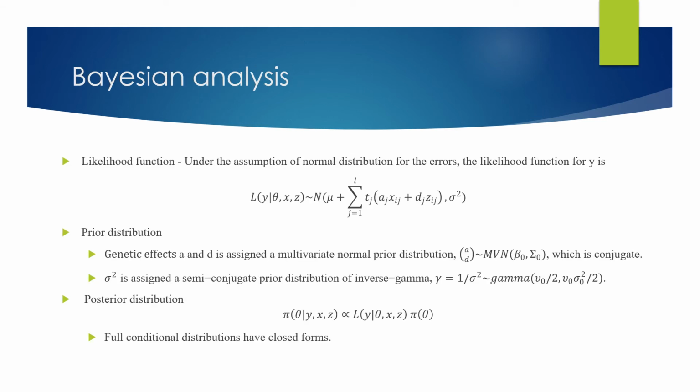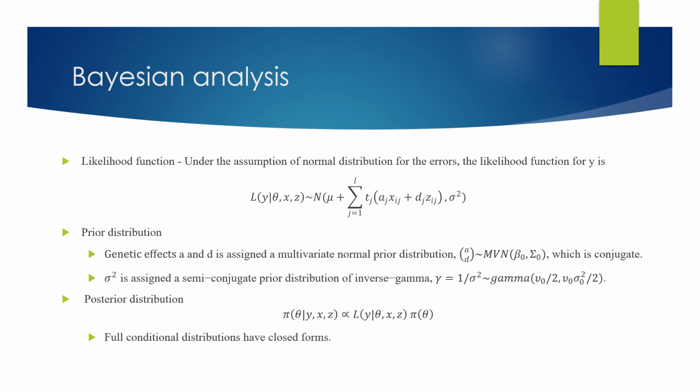So now we come to the Bayesian analysis part. First, we can derive the likelihood function under the assumption of normal distribution for the errors. The likelihood function for y is also a normal distribution. And then we write the prior distribution. The genetic effects A and D have a multivariate normal prior distribution, which is conjugate. And the variance, sigma squared, is assigned a semi-conjugate prior distribution of inverse gamma.